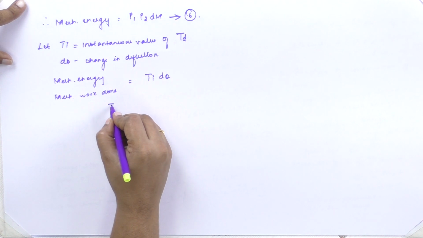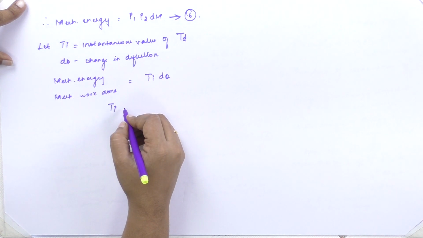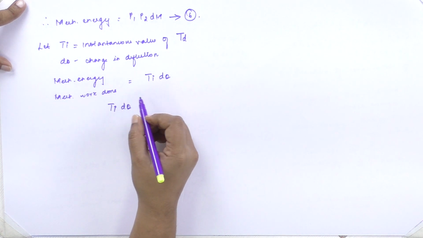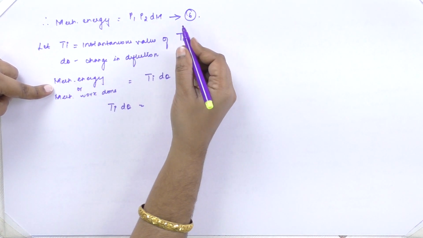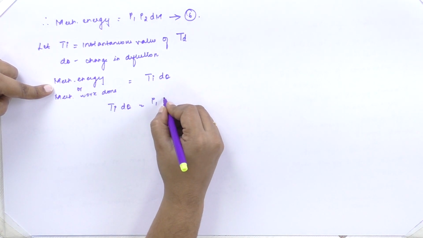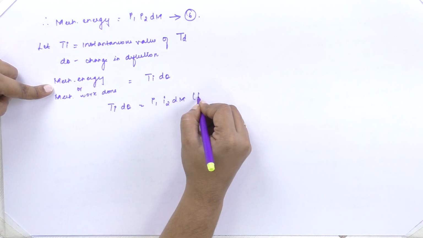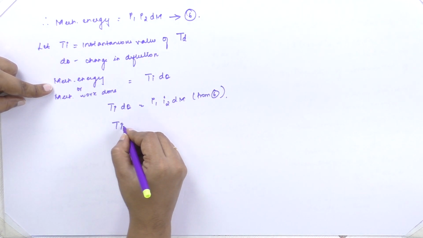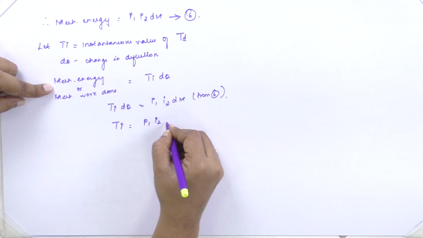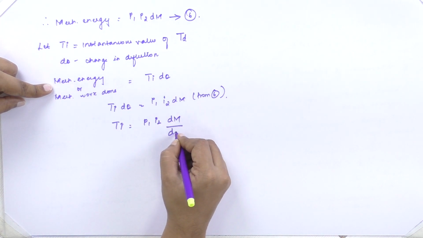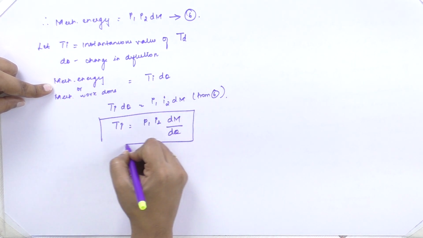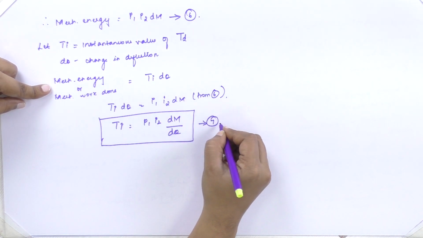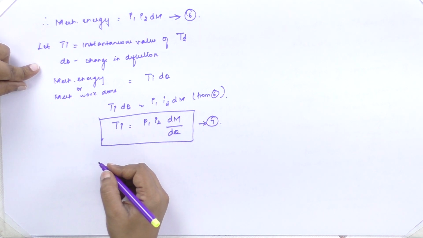So we know that Ti is the instantaneous value of torque. Ti into d theta, substituting the mechanical energy value from equation 6, is equal to I1 I2 into dM. This is from equation number 6. So if we calculate, the value of Ti is equal to I1 I2 into dM by d theta. So this is the instantaneous value of deflection torque. Let me take this as equation number 7.